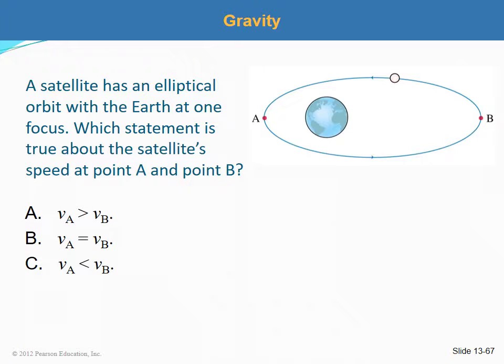A satellite has an elliptical orbit with the Earth at one focus. Which statement is true about the satellite's speed at point A and point B? A, the speed at point A is greater than the speed at point B; B, the speed at point A is equal to the speed at point B; or C, the speed at point A is less than the speed at point B. The answer is A. The speed at point A is greater than the speed at point B. Using Kepler's second law, we find the closer the object is to Earth, the higher the orbital speed.